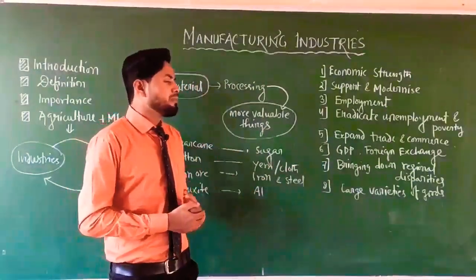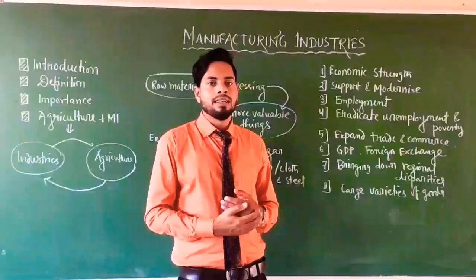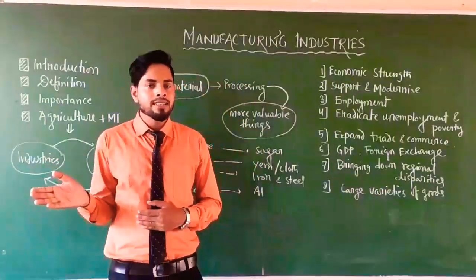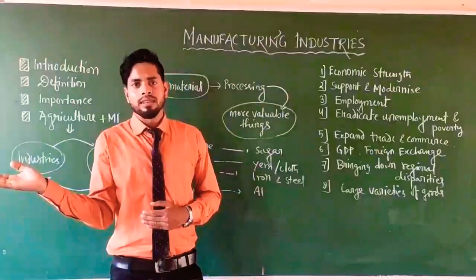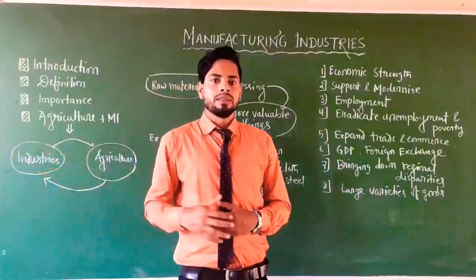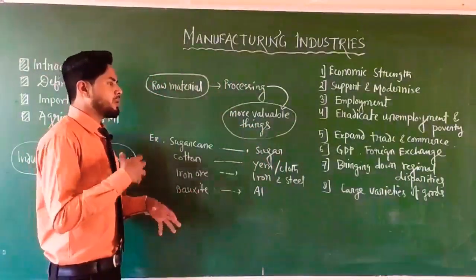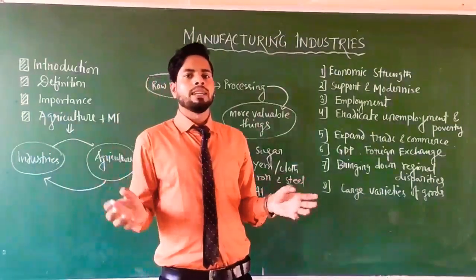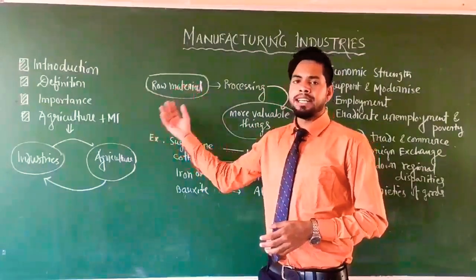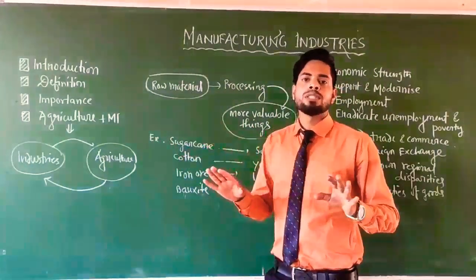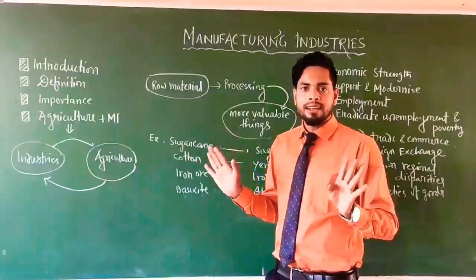Next, it also brings down the regional disparities by establishing new industries in backward areas, either underdeveloped areas, or tribal areas. And it also produces large varieties of goods. Lastly, agriculture and industries are not exclusive of each other, they move hand in hand.